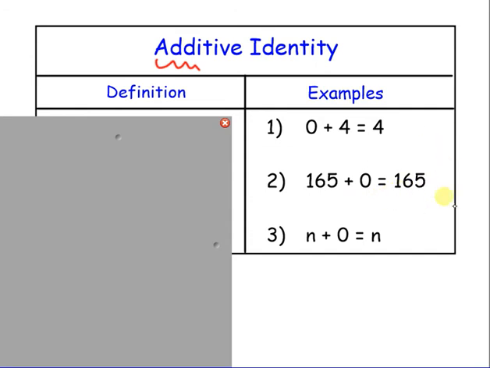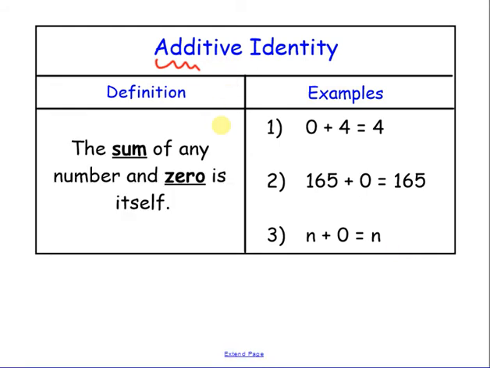Are you noticing any trend? If you picked up on the 0 in both problems, you're on the right track. N plus 0 equals n. There's that 0 again. So what does additive identity mean? Well, the sum of any number, and remember that could be a number or a variable, and 0 is itself. So anything plus 0 is itself. That's the additive identity. So you could have 1,752,000 plus 0, and it would equal 1,752,000.